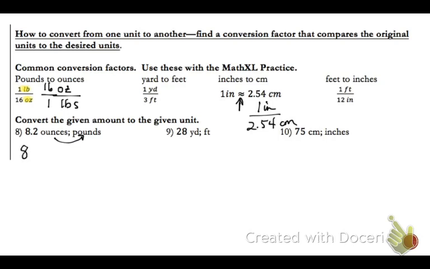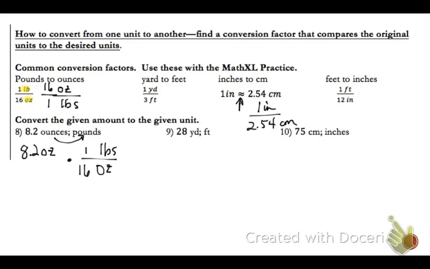Right now we have 8.2 ounces, and I'm going to go ahead and include. So what I need is a conversion factor that is going to introduce pounds in my numerator. And I need to compare that to ounces. So my ounces are going to be in my denominator. Now I know up above that for each 1 pound there are 16 ounces.